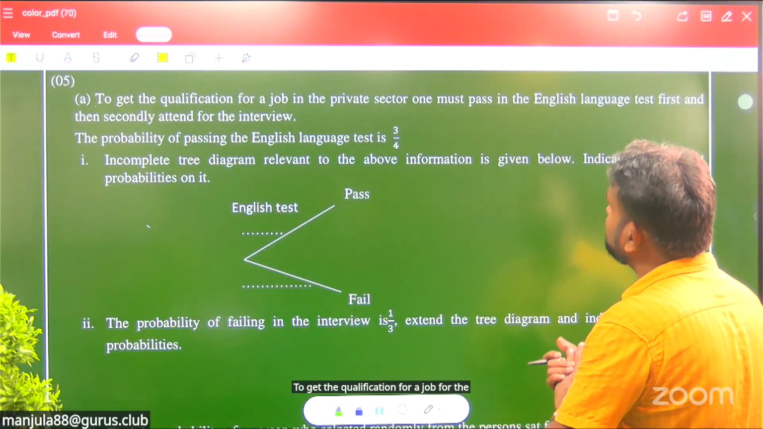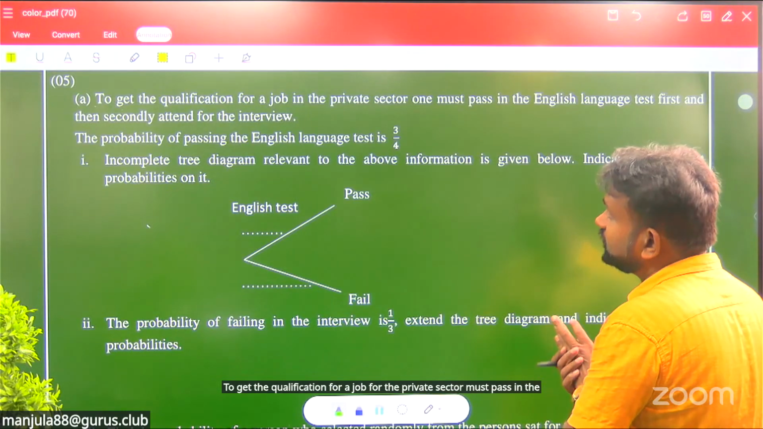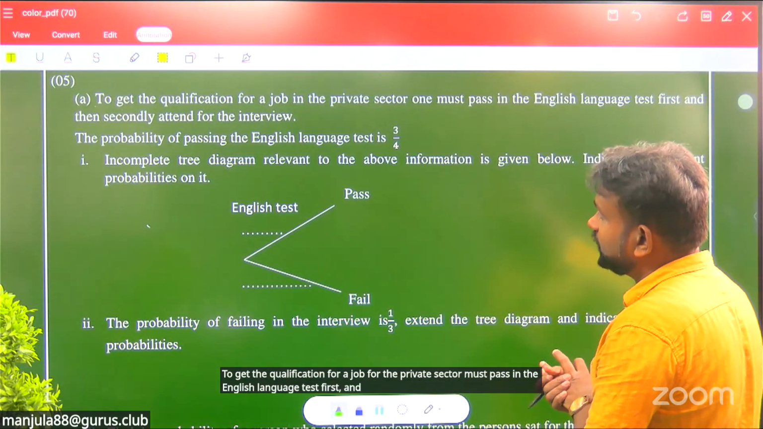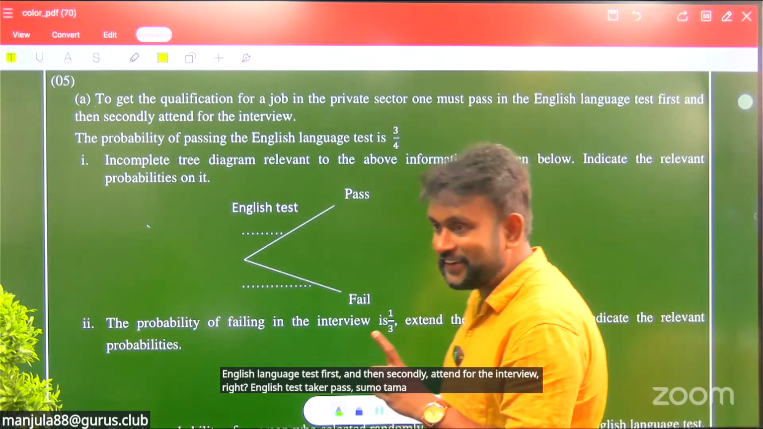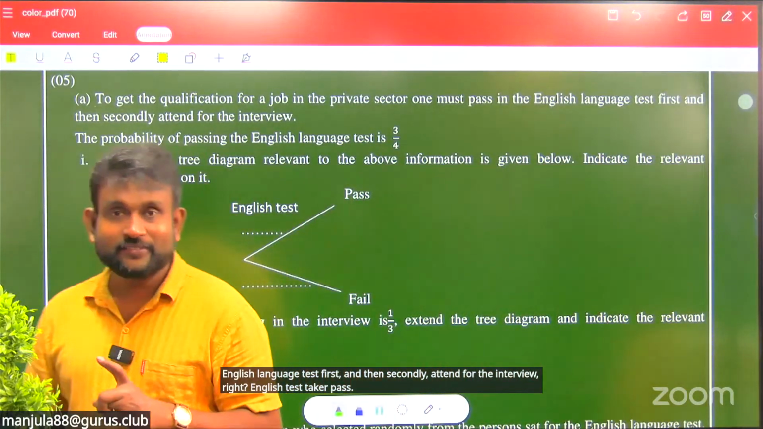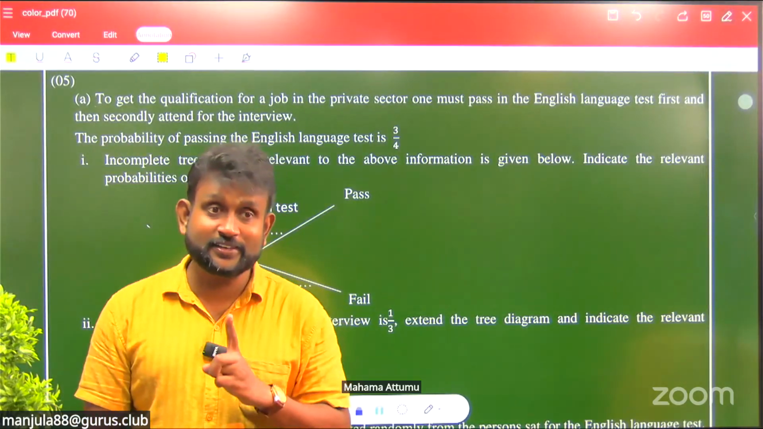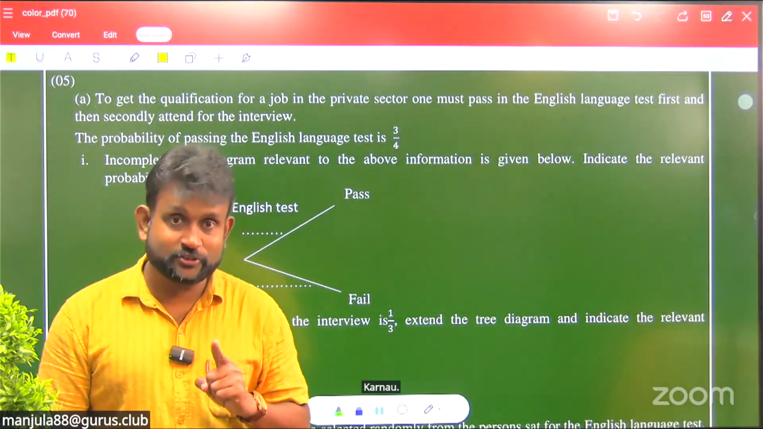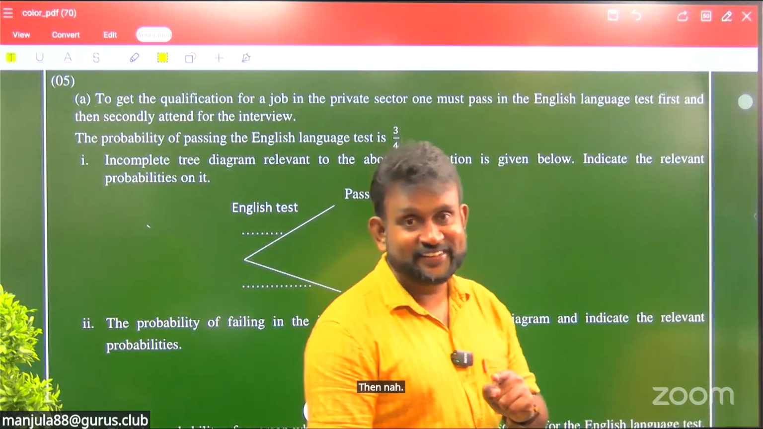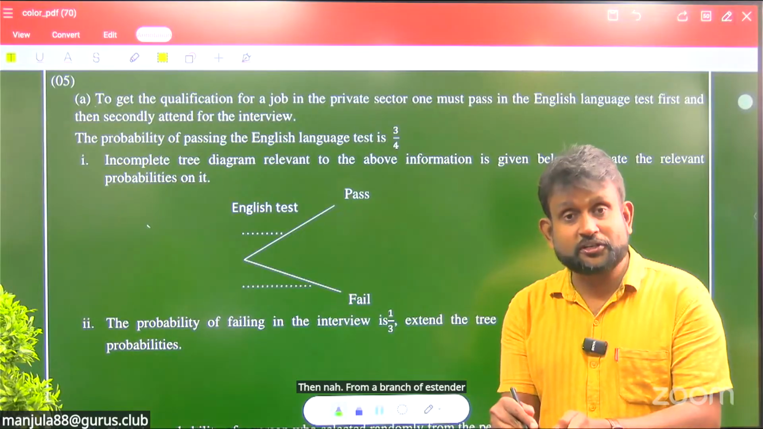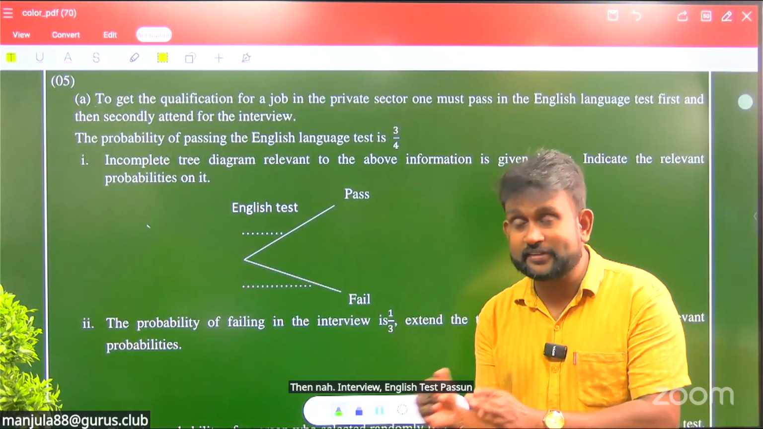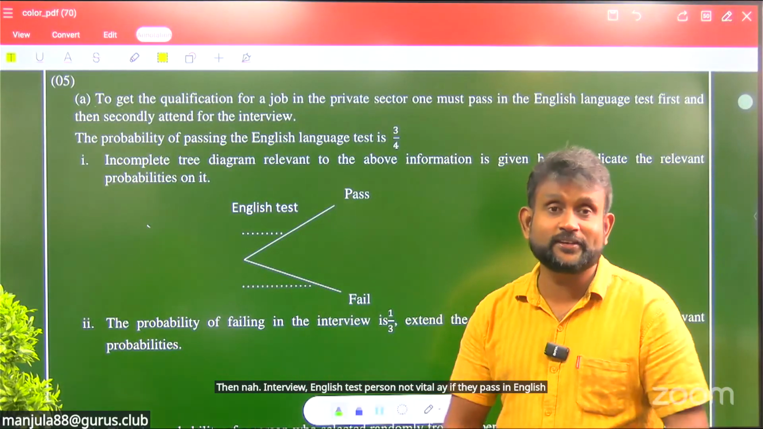To get the qualification for a job in the private sector, one must pass the English language test first and secondly attend the interview. Only if they pass the English test do they attend the interview. Not every branch extends; the interview branch extends only if they pass the English test. If they pass in English only, they move to the interview.